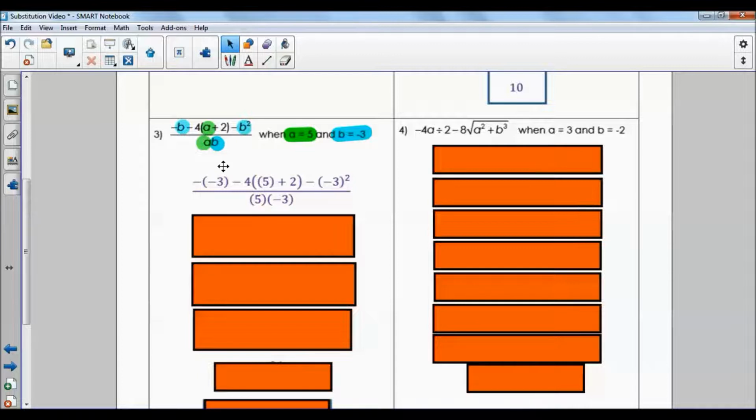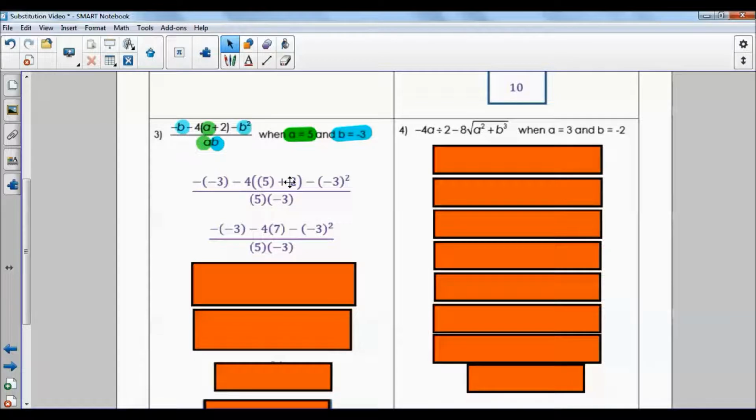Okay, so then on the bottom we have a is 5 and b is -3, both in parentheses. They show we're multiplying, right? Now we have to solve the top and we have to solve the bottom. So the first thing that I did here was solve inside of our parentheses, right? Because that's a big grouping right there.